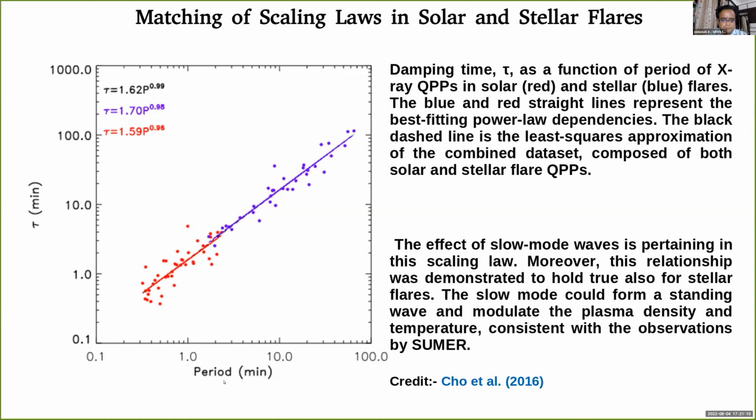Since the period was increasing and the damping time was increasing as well in this relation, the effect of slow mode waves is patterning in the scaling law. So there are slow waves with larger period and larger damping time. They gave the scaling law based on the existence of slow mode waves in those QPPs, which are in the stellar flares.